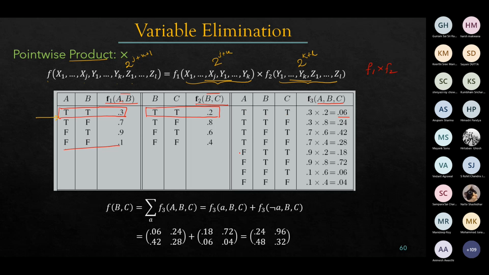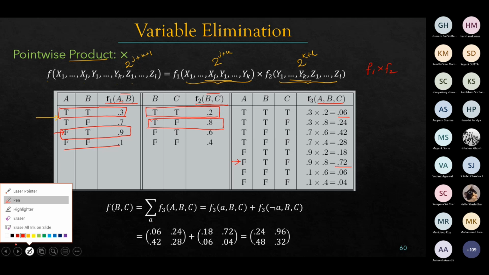So let us take any other. Let's say F, T, and F. So take this F, T row. And we have, say, T, F, this row. If we perform the pointwise product multiplication, it will bring us 0.72. Now this is the kind of product operation we have done.